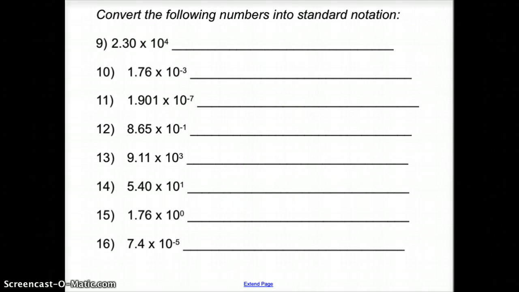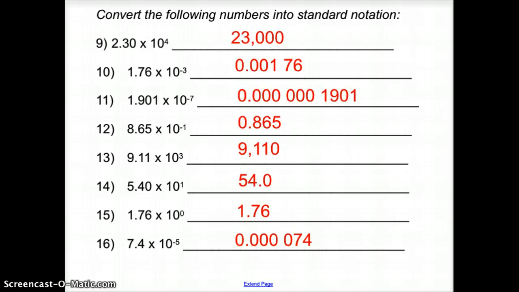So let's check how you did on the multiplication part, where you changed the scientific notation to standard notation. So for 2.30, you move the decimal 4 to the right, giving us 23,000. For 1.76, you move the decimal 2 to the left, which means that you're going to put 2 zeros in front of the 176, giving you 0.00176. Again, let's go down to number 15, where we have 1.76 times 10 to the 0, and 10 to the 0 equals 1, so that's 1.76 times 1, which gives you 1.76.